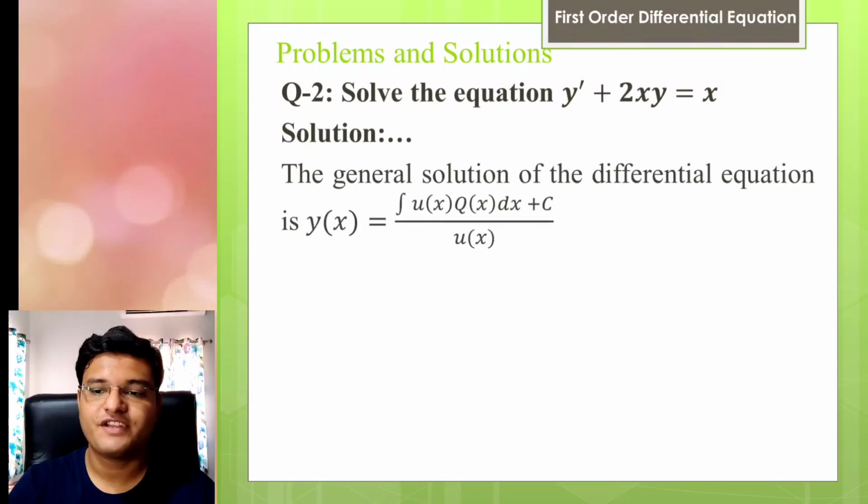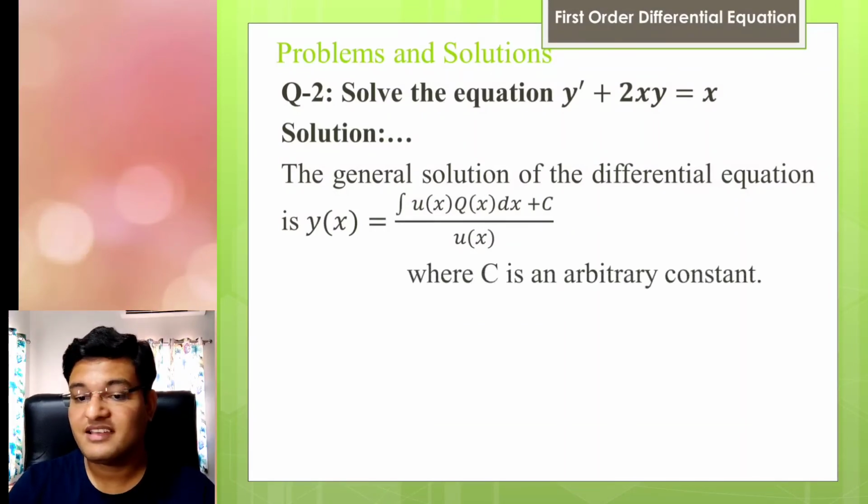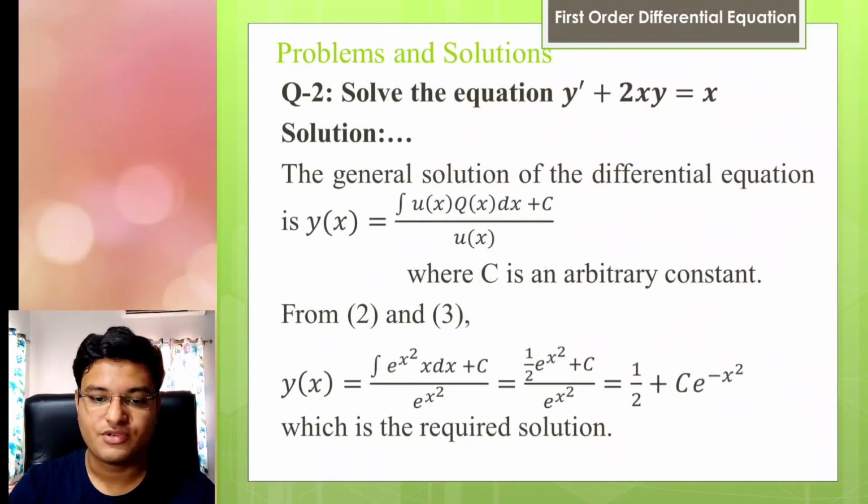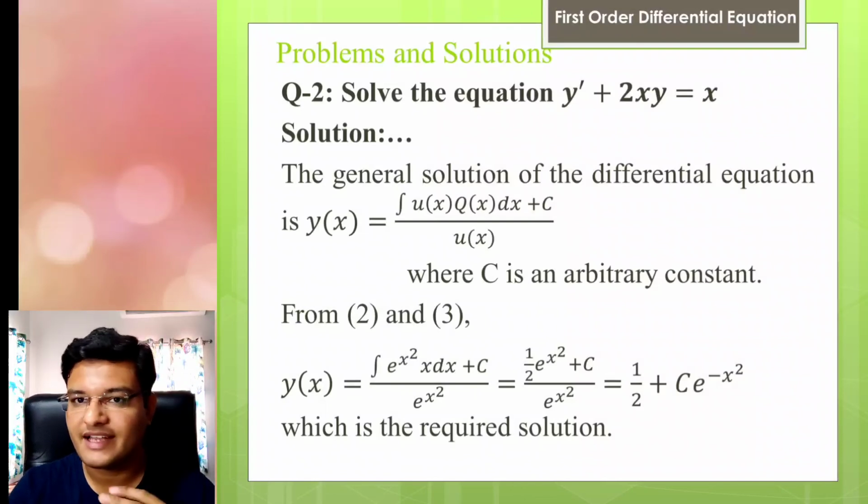Now the general solution of the differential equation is y of x is equal to integration u of x into q of x dx plus c upon u of x, where c is an arbitrary constant. From 2 and 3, y of x is equal to integration e to the power x square into x dx plus c upon e to the power x square, which is equal to 1 by 2 e to the power x square plus c upon e to the power x square.